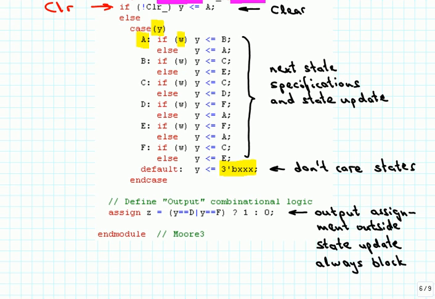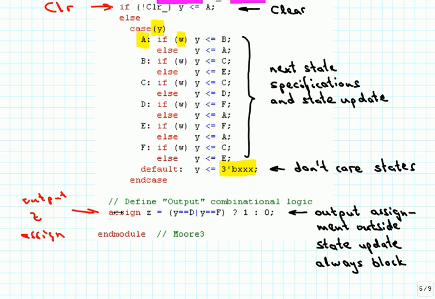And then we have to make an assignment for the output. So this is the output C assignment. And here we actually now use an explicit assign statement.